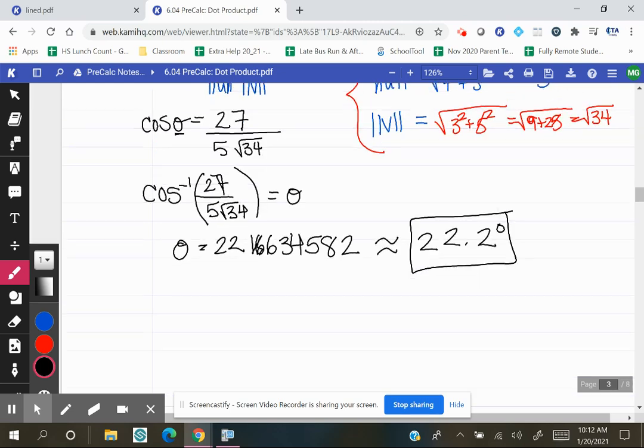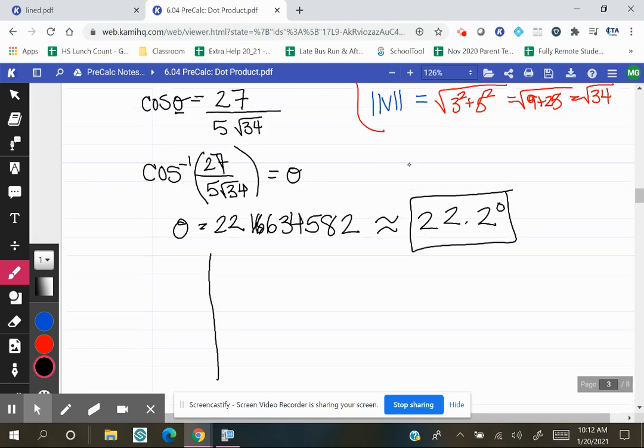And then you just want to double check by drawing your picture. Here I would graph my vectors in component form. This is vector u. Your initial point is 0, 0. Your terminal point is 4, 3. And the other vector is 3, 5. It's vector v. And you'll see here it is quite a small angle, an acute angle between the two vectors. So 22.2 degrees seems like a reasonable answer.